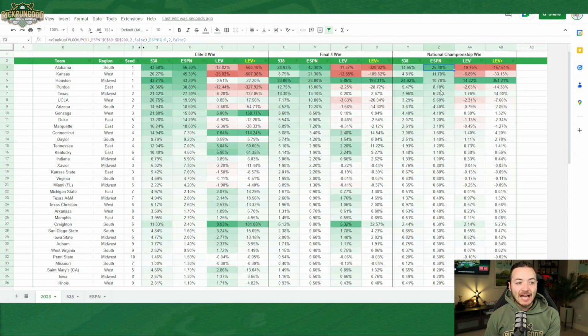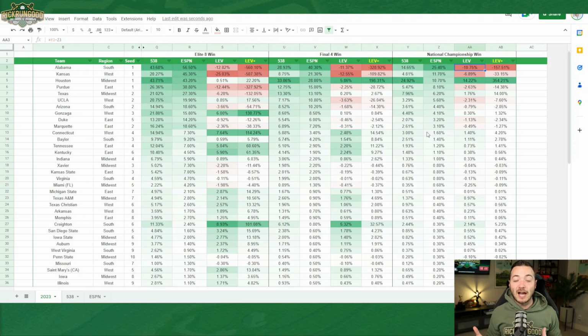Alabama is being selected to win the national title 24% of the time, 25% of the time. According to 538, they are only going to win the national title 14.6% of the time. That is negative 10% leverage. This is the part where I say, you clip this and you save it for a couple of weeks in case they actually do.